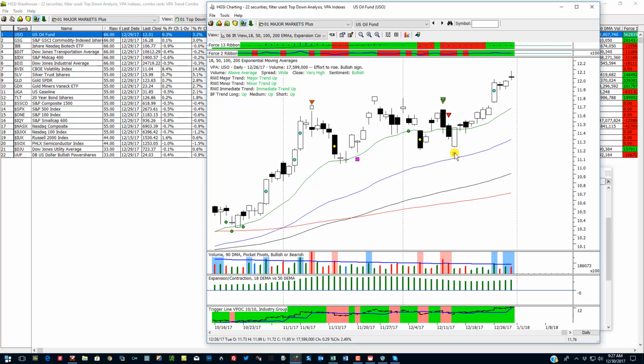Interestingly enough, when you go back here, you'll see that after these negative VPA flags, there was a test, low volume test, which is also a test for supply. Same thing.